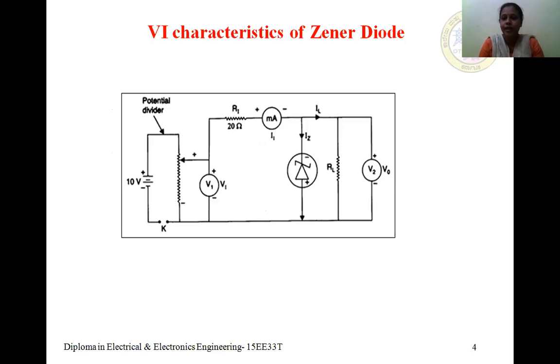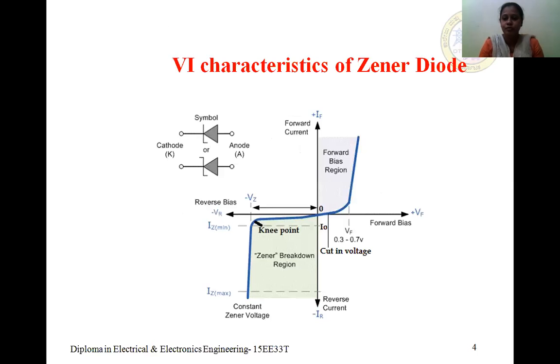Next, coming to the VI characteristics of the Zener diode. This is the circuit arrangement to plot the VI characteristics of the Zener diode. You can see the Zener diode, a voltmeter and an ammeter have been connected to tabulate the readings, and with these readings we are going to plot the VI characteristics. From the values of voltage and current, this is the graph plotted for the Zener diode.